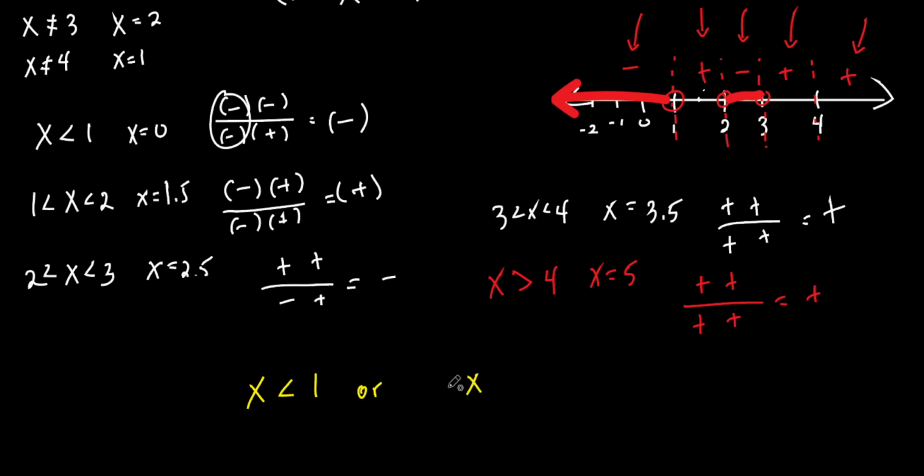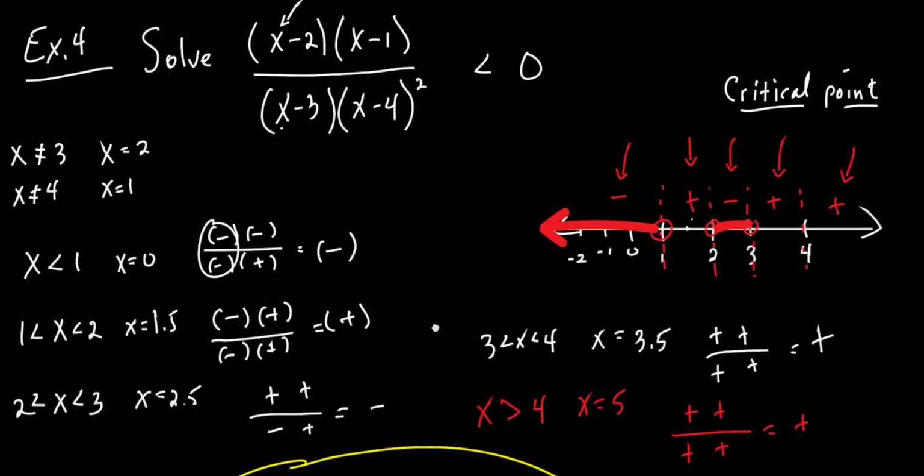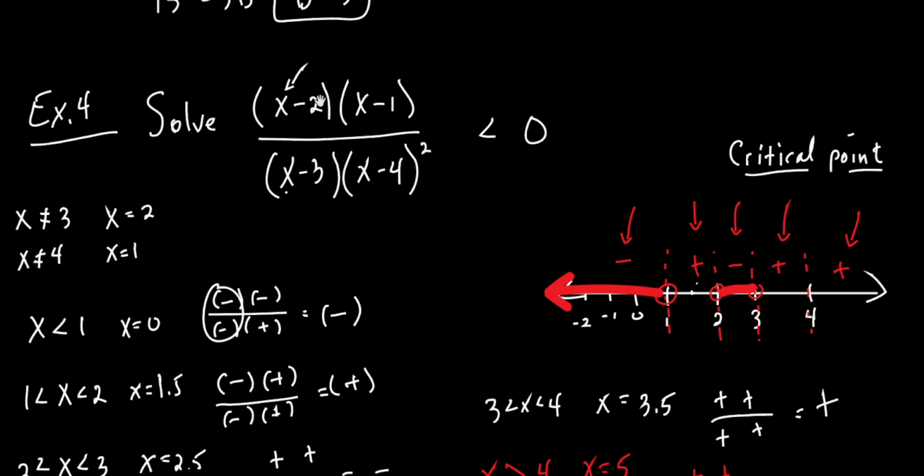How do I write that? I put the x here, put less than, put a 2 here, and a 3 there. And that's all my values for x. I can pick any number that's less than 1, or I could pick a number that's between 2 and 3, and that is going to give me all the possible solutions for this inequality.